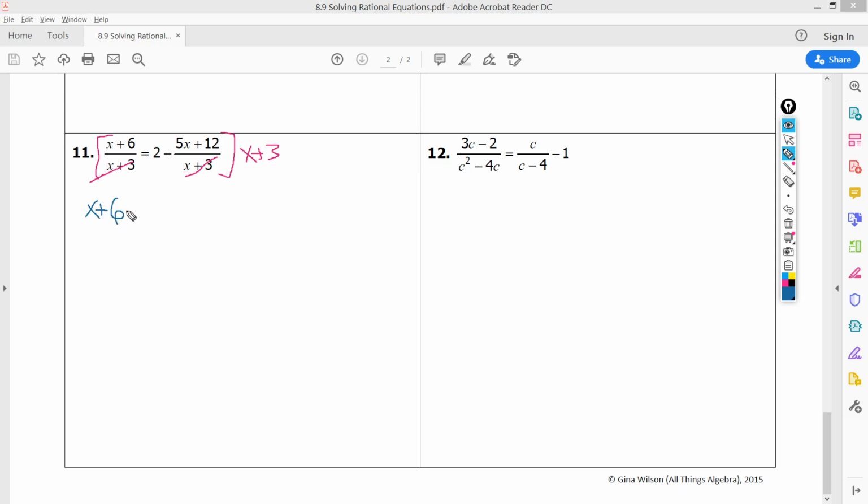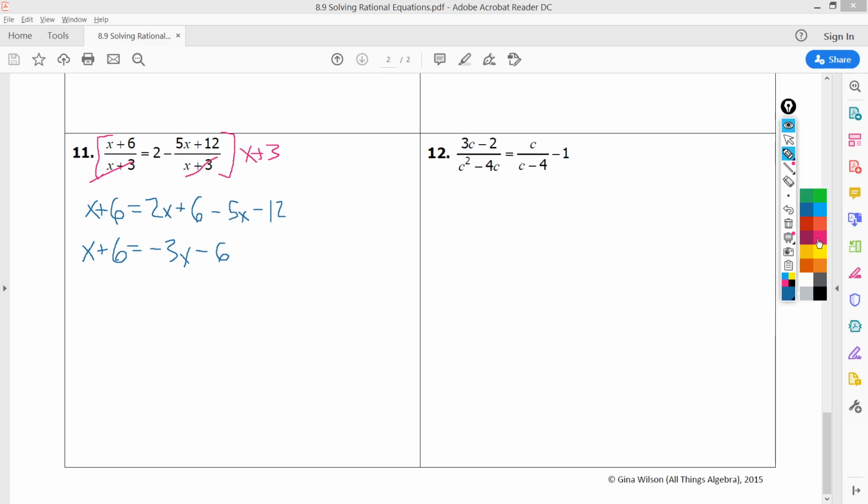X plus 6 equals 2 times x plus 3 is 2x plus 6. And what's left here, I have minus 5x. And we have to distribute this negative, so it's minus 5x minus 12. Okay? Now let's combine like terms. I have x plus 6 equals 2x minus 5x is negative 3x. And 6 minus 12 is negative 6.